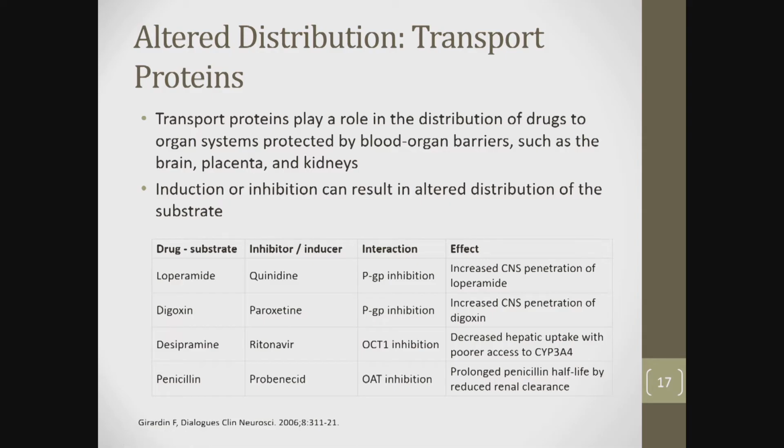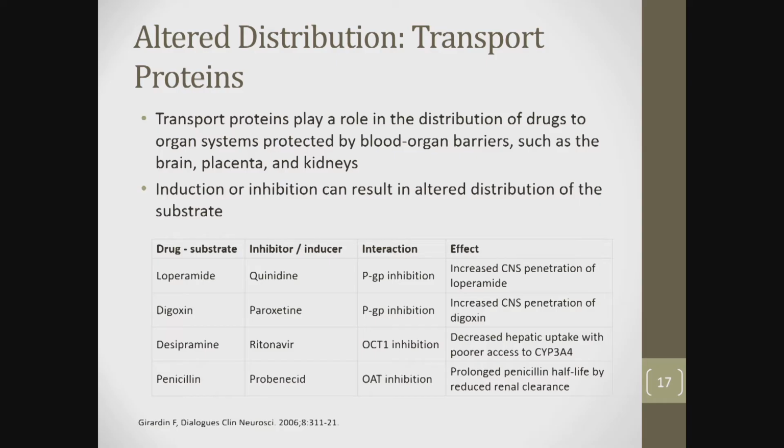Transport proteins, as we talked about in the gut, can also play a role in the distribution of drugs to other organ systems. Most notably, we think of organ systems that are highly protected, like the blood-brain barrier or the placenta or kidneys, but also organs of elimination like the liver. Inhibiting or inducing these transport proteins in these organs can affect the distribution of drug.